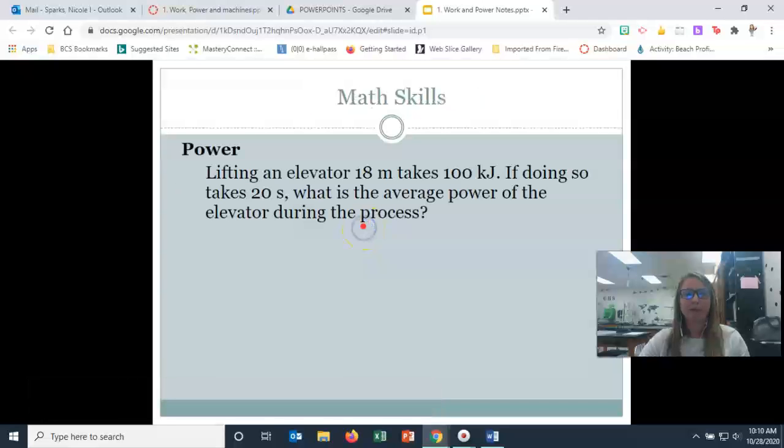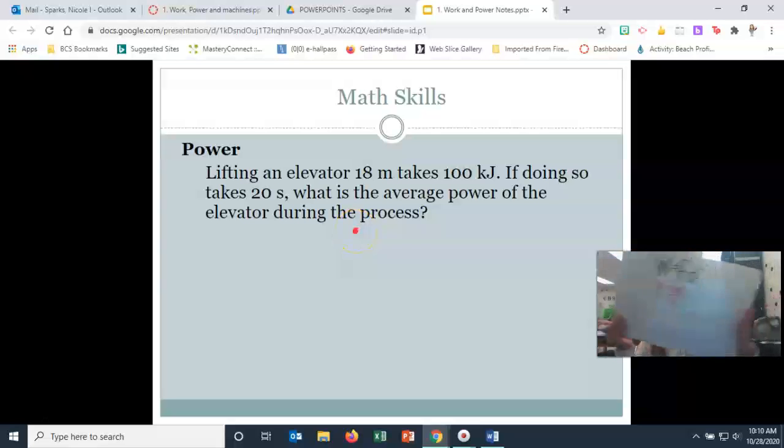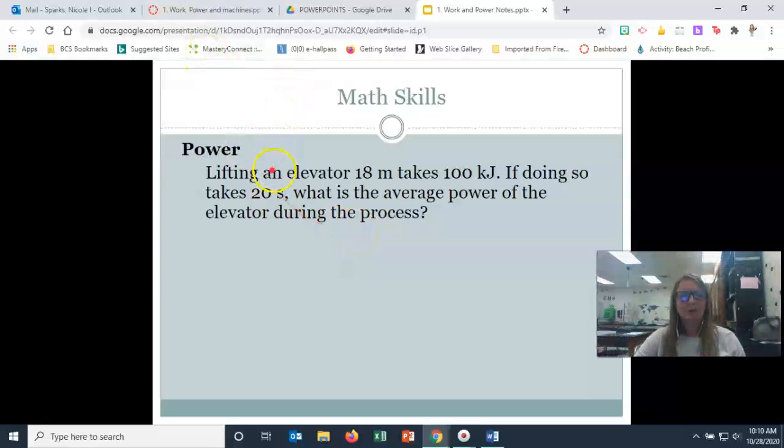And so let's practice the power. So once again, work equals force times distance. Power is work divided by time. I'm going to leave that right there for us. And let's look at this question. Lifting an elevator 18 meters takes 100 kilojoules. If doing so takes 20 seconds, what is the average power of the elevator during this process? Sorry, that was really hard.